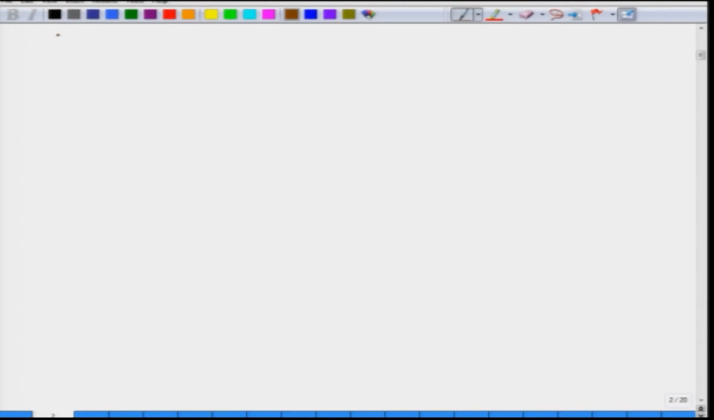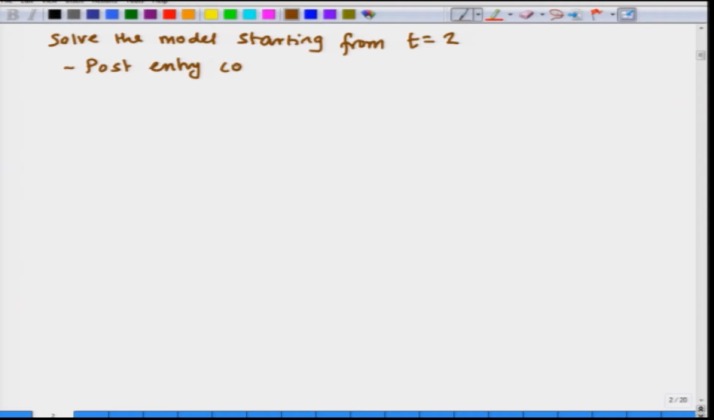So, we solve the model starting from t equal to 2. So, at t equal to 2, the competition between the incumbent and the entrant is in terms of prices. So, the post entry competition is Bertrand, right. So, the incumbent and the entrant choose the prices.